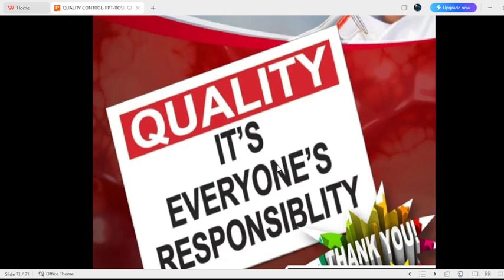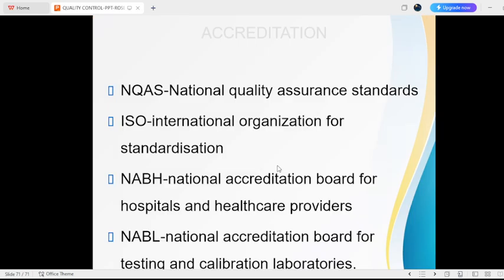So I hope this is very clear, and quality is everyone's responsibility. So in this class, we discussed in detail about quality control, what is quality assurance, and the classification of errors: pre-analytical, analytical and post-analytical errors, and the classification of quality control, quality chart, and the dress code rule, and the terms specificity, sensitivity, accuracy, linearity. So study all these things.